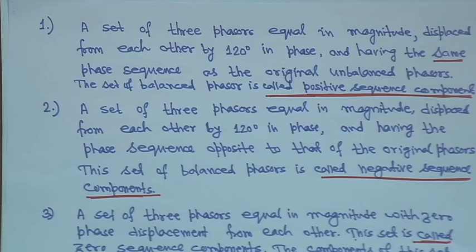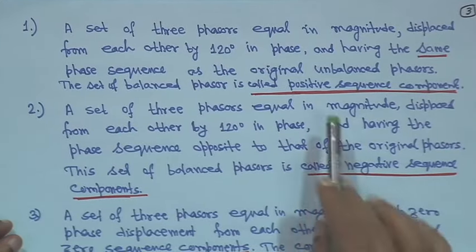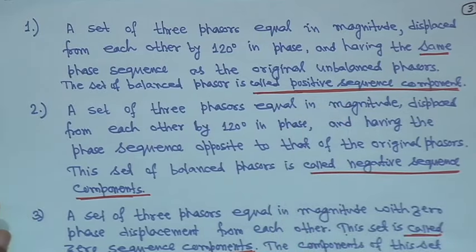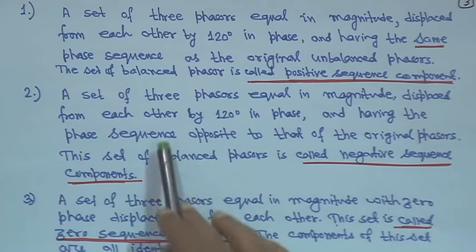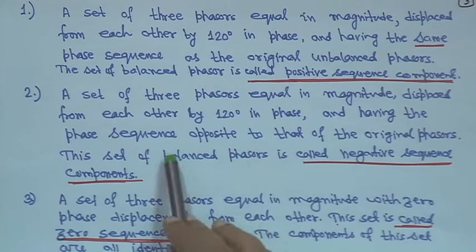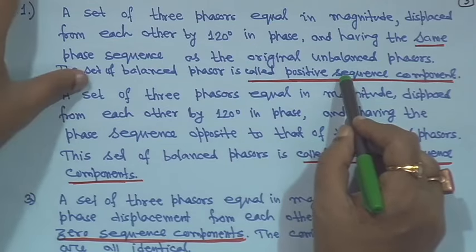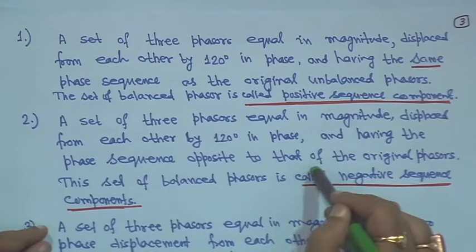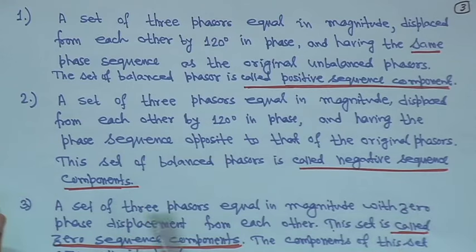So, a set of 3 phasors equal in magnitude, displaced from each other by 120 degrees, the way we have solved the balanced system, with the same sequence as the original phasors, is called the positive sequence component. Similarly, a set of 3 phasors again equal in magnitude, displaced from each other by 120 degrees in phase, and having the phase sequence opposite to that of the original phasors. If the positive sequence is A B C, the opposite will be A C B sequence, right, and this set of balanced phasors is called the negative sequence component.